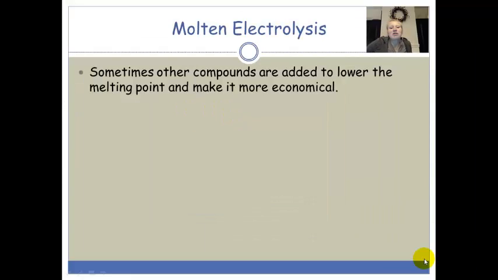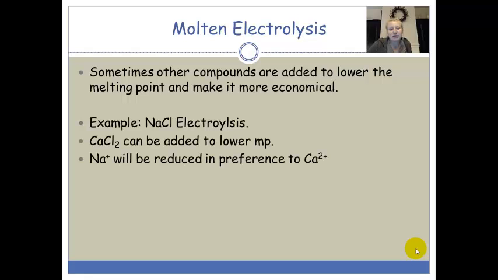So sometimes when you're trying to do molten electrolysis while saving some money, you'll add some other compounds to lower the melting point, because this will help break up some of those intermolecular forces. That will make your electrolysis more economical. So for example, sometimes salt is added in order to help break up those intermolecular forces. Another thing that is oftentimes added is calcium chloride. And if you add calcium chloride, the sodium will be reduced in preference to the calcium.